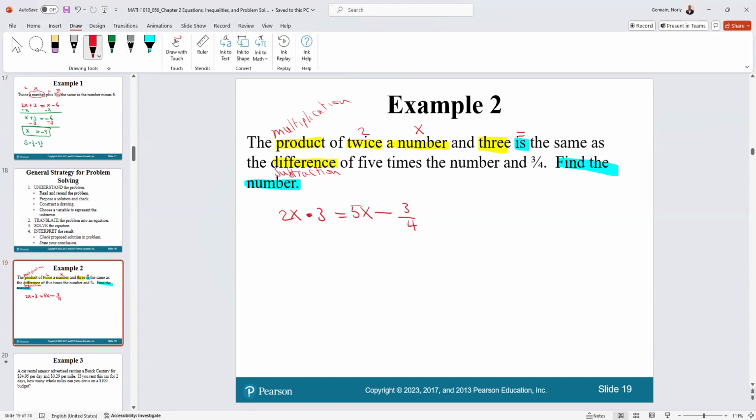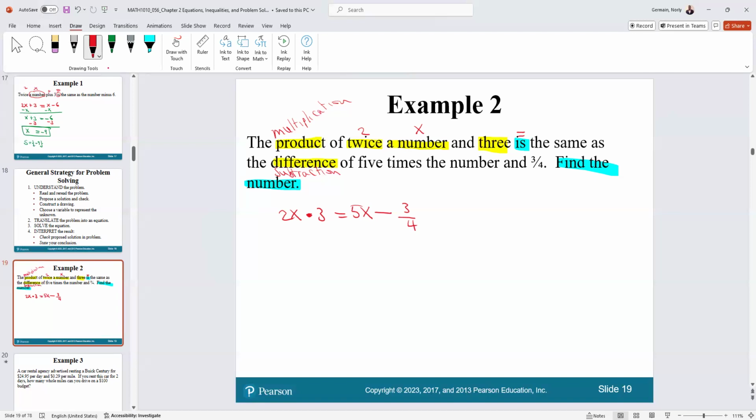And remember, you said the difference of 5 times the number and 3/4. So 3/4, you can subtract it. Now that's why we translate the product of twice a number and 3, 2x times 3, is the same. We use an equal sign. The difference, the subtraction will be in the middle. 5 times that number, we translate it to 5x minus 3/4.